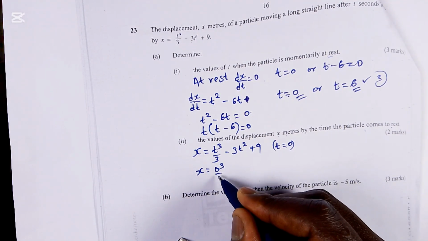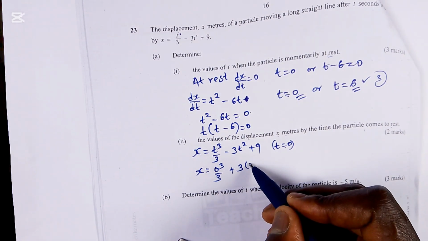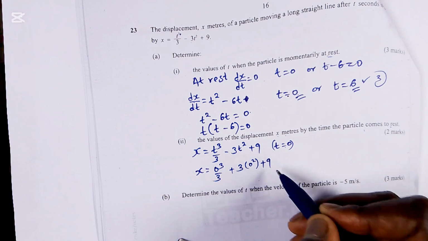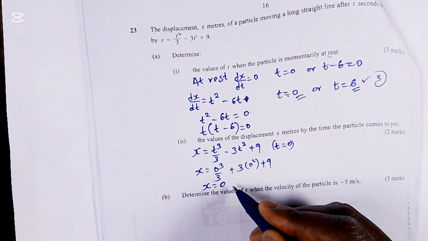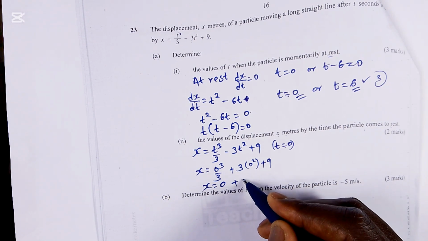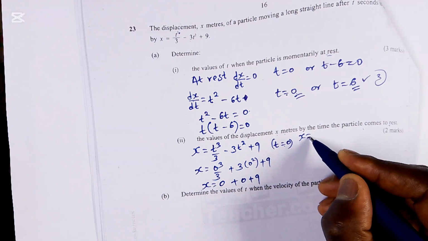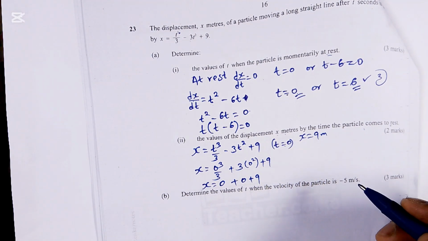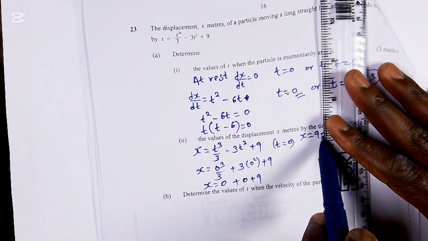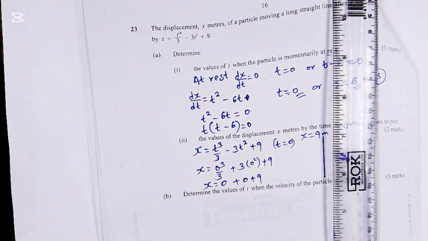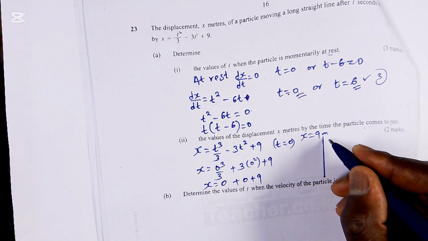and we will have h is equal to 0 cubed over 3 minus 3, we replace t with 0, 0 squared, plus 9. We will have our h as 0 divided by 3 is equal to 0. Any number multiplied by 0 is 0, plus 9. So our h is going to be 9 meters. So having that as 9 meters, don't forget that we had two values of t, and we are going to find the second one.